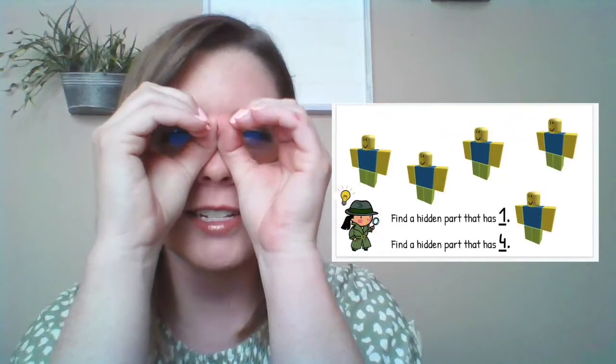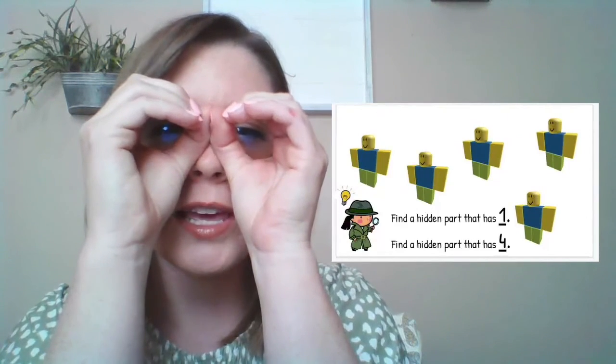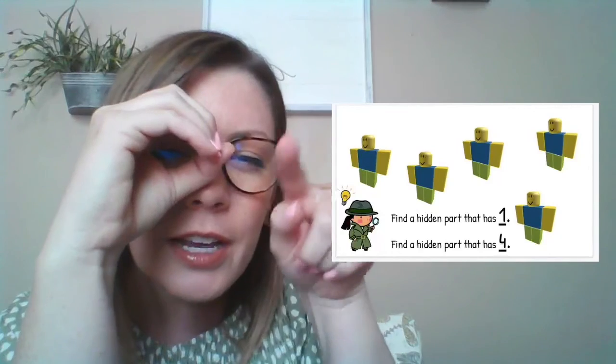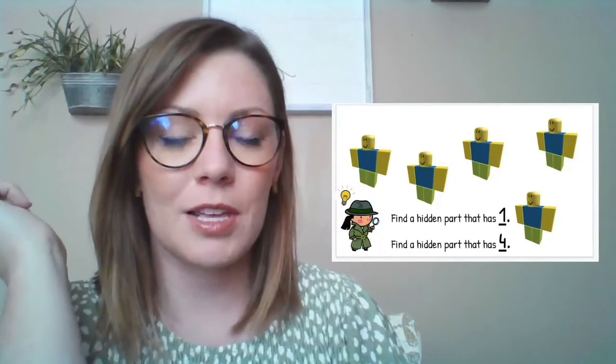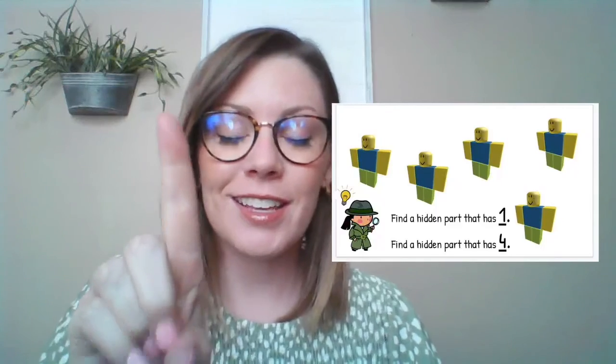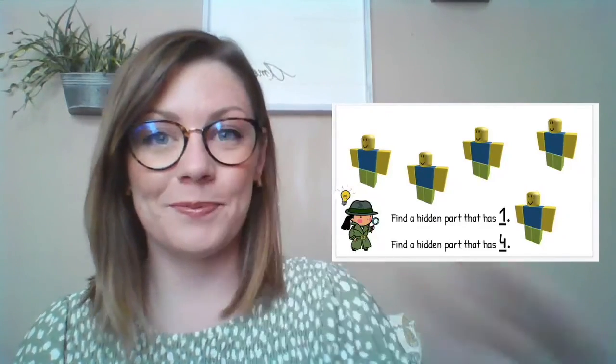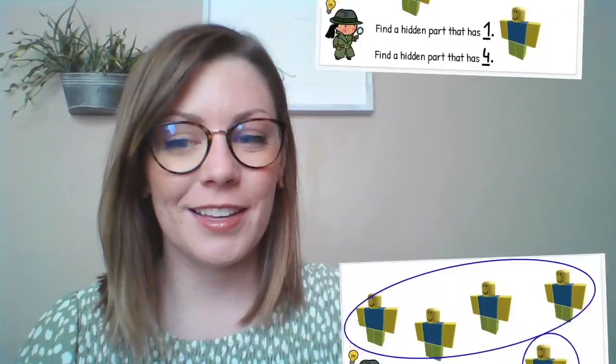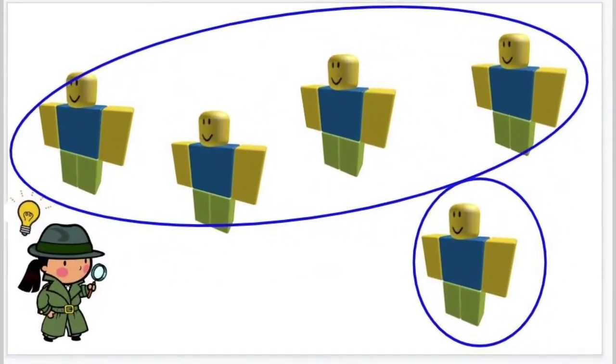Look with your detective eyes, see if you can spy it, and use your laser eyes to circle those hidden parts. A hidden part that has 1 and a hidden part that has 4. Here's how I organized the Roblox. I saw this little Roblox hanging out down here by himself, so I circled him. And then the 4 at the top, I circled those together because we want our circles to be organized too. We want them to be organized and not all over the place.